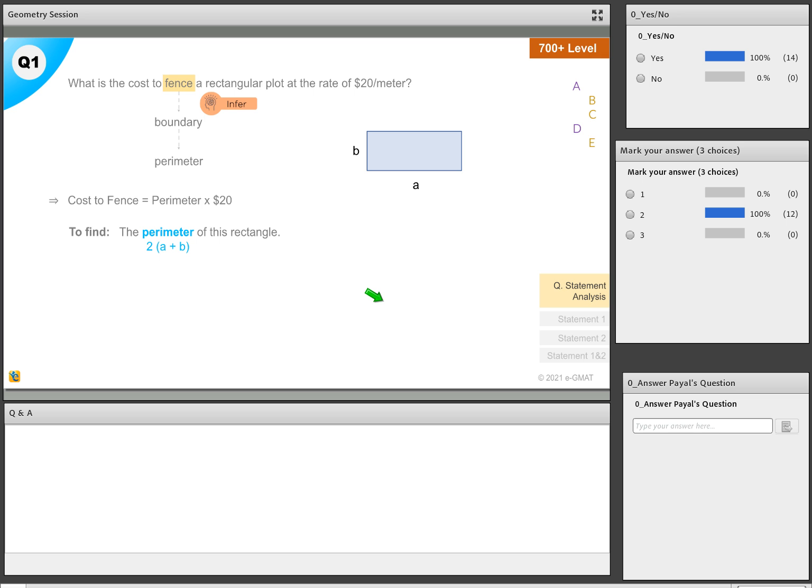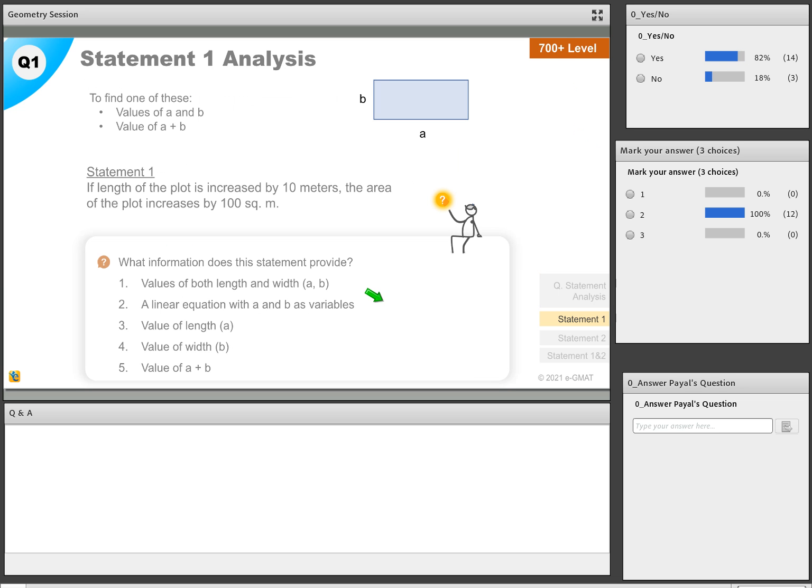Now, cost to fence will be what? Perimeter times $20, which means that what you really need to find out is the sum of A and B, right? Which means you either need to know the individual values of A and B, or you need to know the value of the sum of A and B without knowing individually what A and B are. So that's the takeaway that we have. That's what we understand from the question statement. How many of you were able to draw both of those inferences? That what we need is either values of A and B or values of A plus B. Good. Again, that's a very important thing with data sufficiency questions.